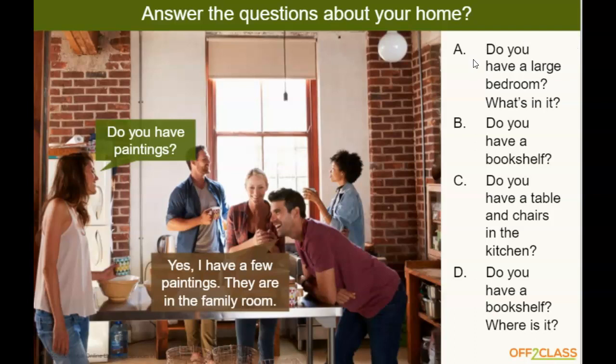A, do you have a large bedroom? What's in it? Maybe the furniture. What is in it? Do you have a bookshelf with books? Do you have a table and chairs in the kitchen? Do you have a bookshelf? Where is it? Oh, we have two bookshelves.